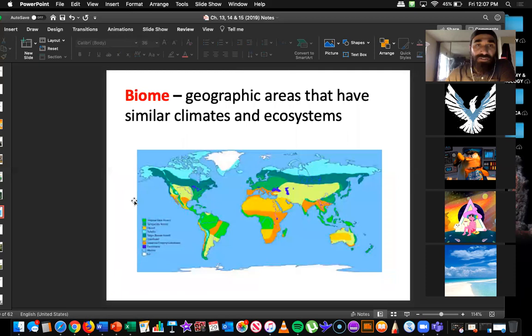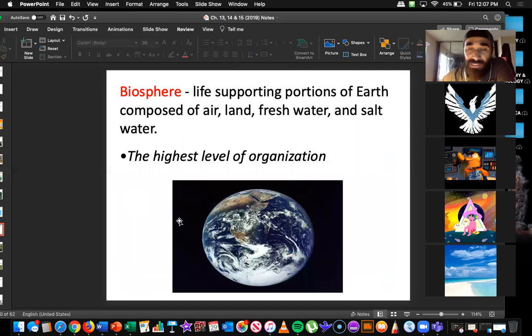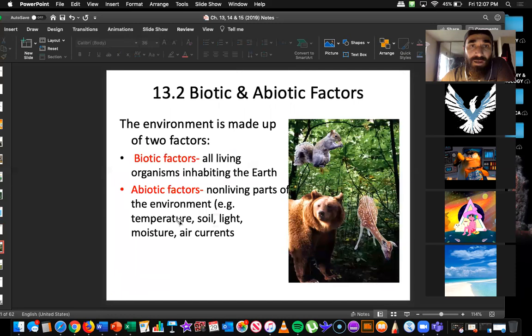The biome, like Melissa told us, has to do with the climate itself. So this is a color-coded picture of the different biomes that we're going to look at, which you're going to use for your project, and I'll explain more about that later. And then lastly, like Jaime said, the biosphere is just Earth. That's the Earth, okay?